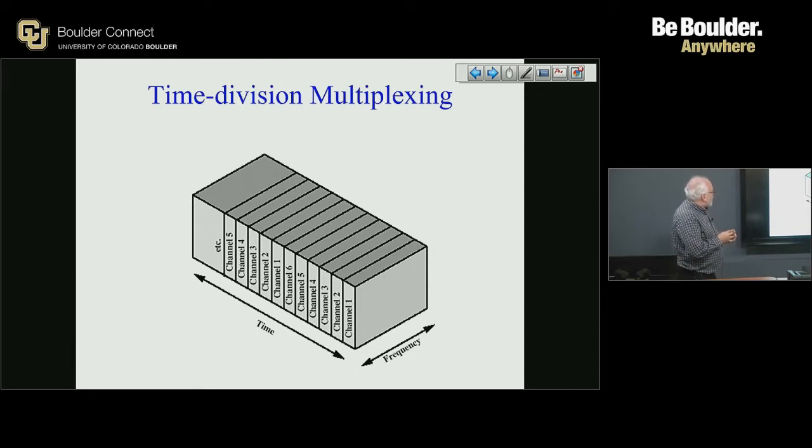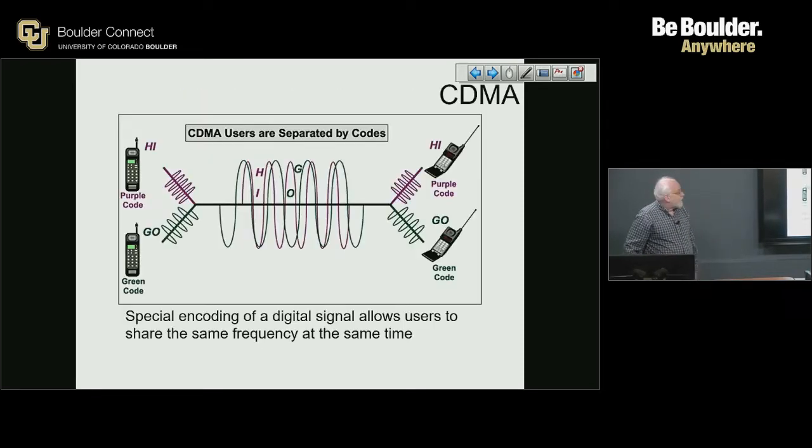So in GSM, of course, the way they handle that is they put all the uplink time slices on one side and all the downlink time slices on the other side in frequency.